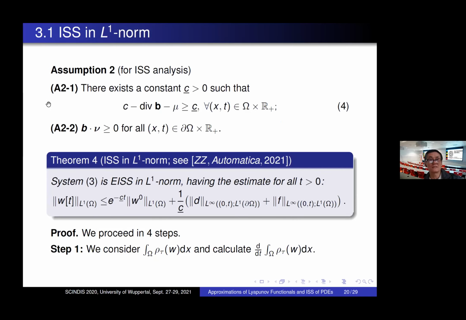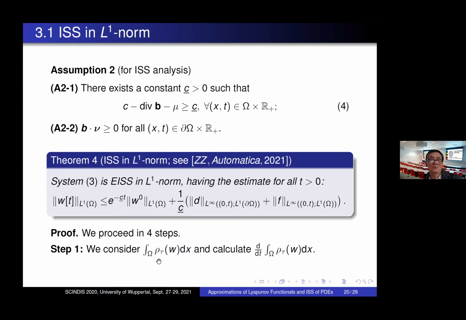The second set of assumptions is about the ISS. Okay, actually, this is about the stability of the system. Based on these assumptions, we can claim that this system is exponentially stable in L1 norm, and we can also give the ISS estimate, which takes the following form. Okay, so I will show some details to illustrate how to use the properties of this function rho tau.